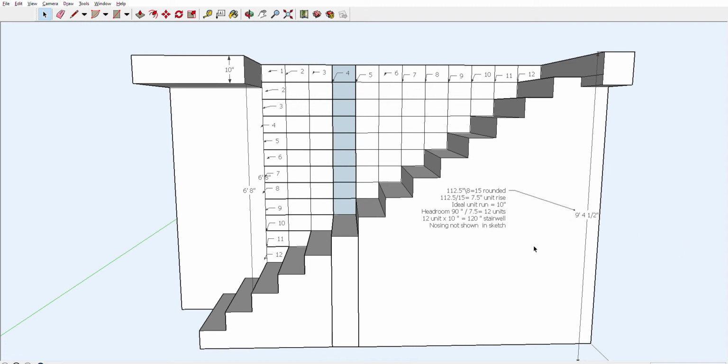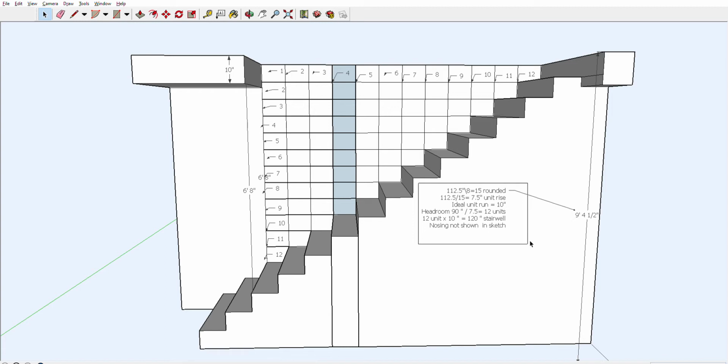Here we have a drawing to scale with a 9 foot 4.5 inch total rise, or in other words 112.5 inches. And in that drawing, or on the front here, we've got our stair calculations. We have 112.5 inches, and that works out to a 7.5 inch unit rise. Ideal run, using our 17.5 rule, works out to a 10 inch unit run.